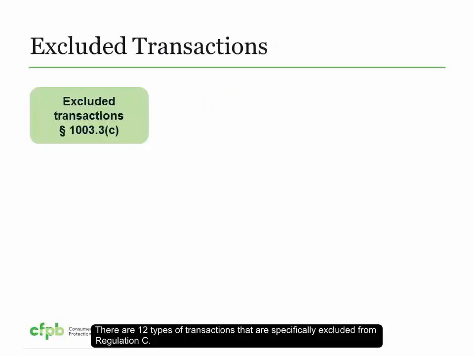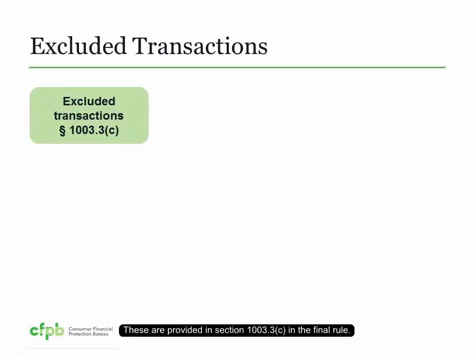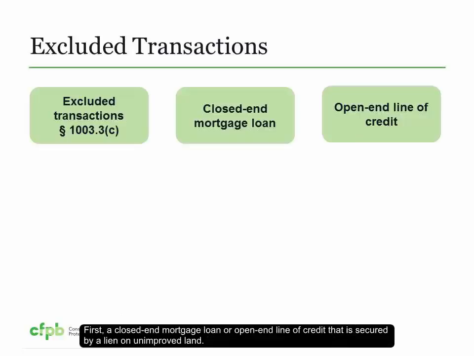There are 12 types of transactions that are specifically excluded from Regulation C. These are provided in Section 1003.3(c) in the final rule. We will review several of these types of transactions. First, a closed-end mortgage loan or open-end line of credit that is secured by a lien on unimproved land.